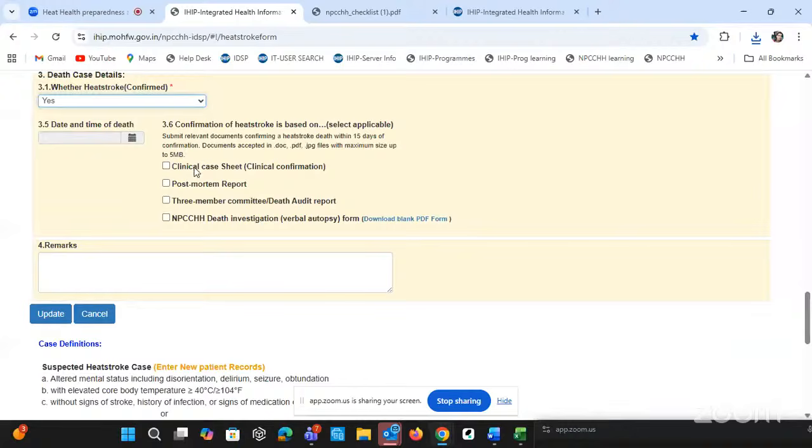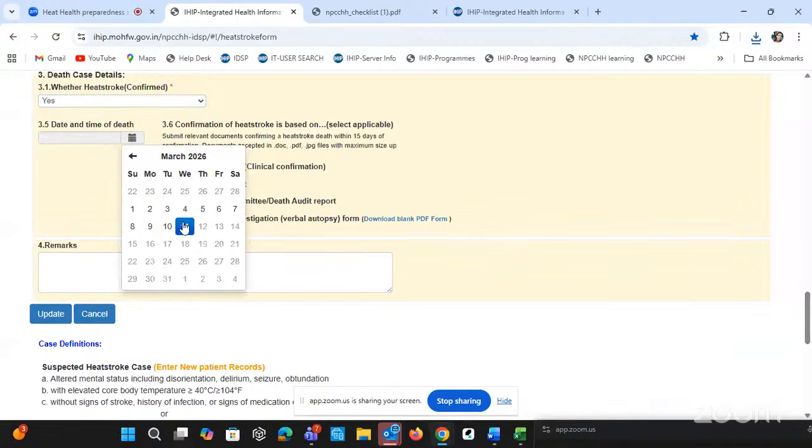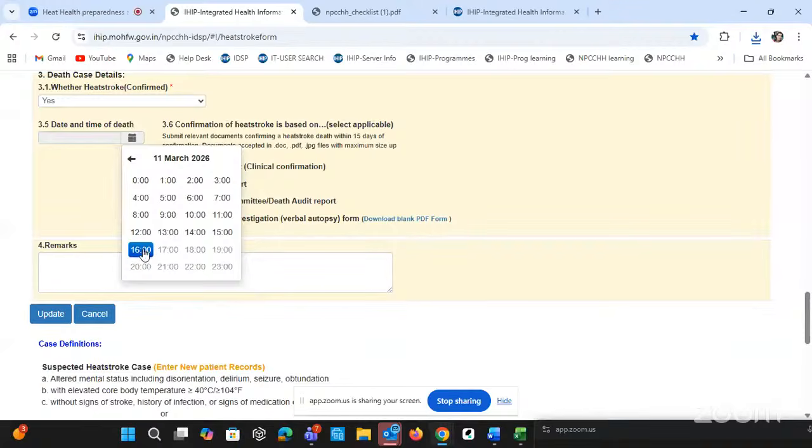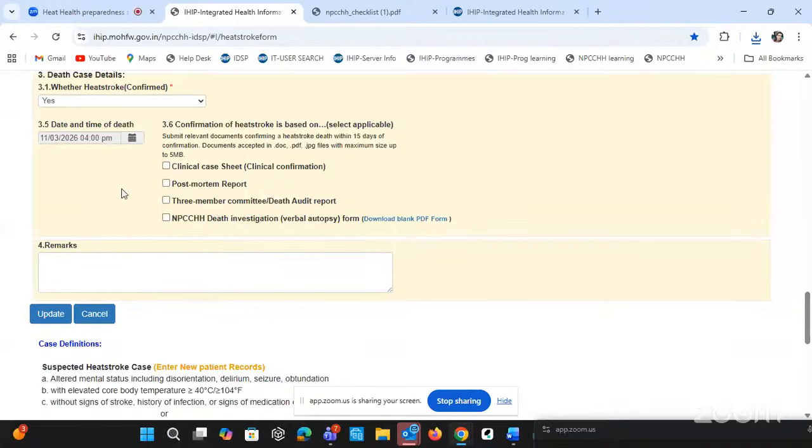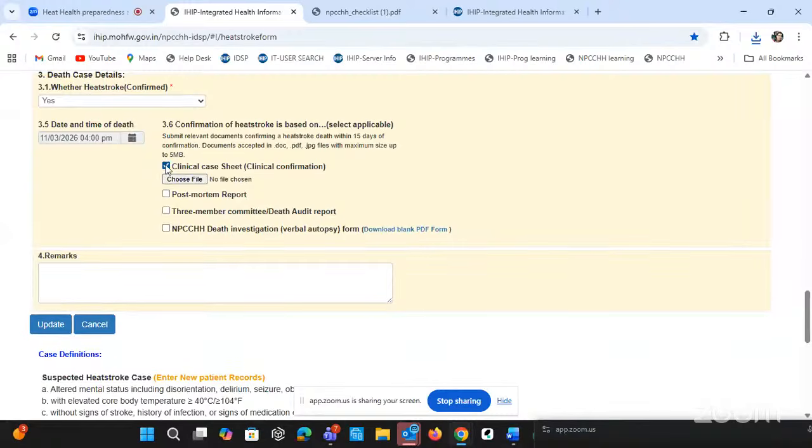So once you select yes, you have to record the date and time of death, and which of the following details are available: clinical case sheets, post-mortem report, or is there a 3-member committee or NPCCHH death investigation form. So select multiple options and you can submit the data or update the data.